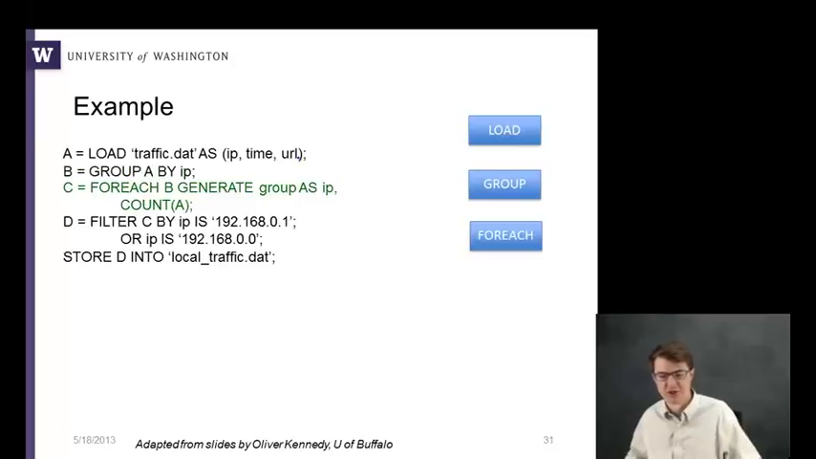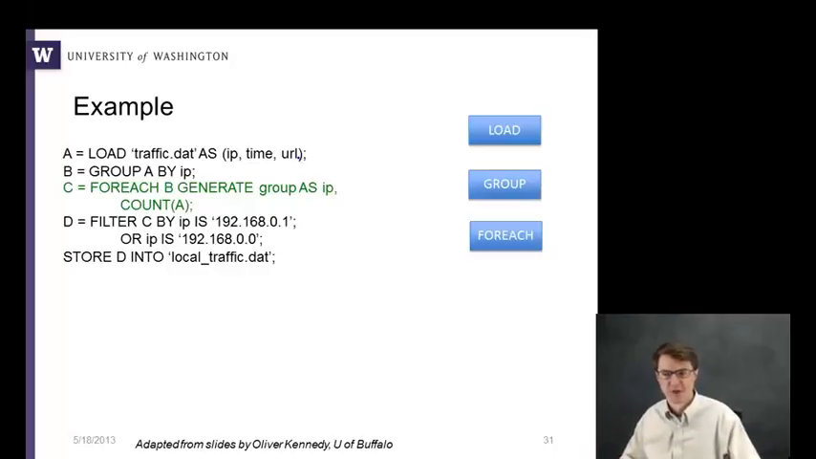Then third, for each of those grouped tuples, I just want the IP address and the number of weblog entries associated with that IP address. So this is counting the number of accesses by particular IP address out there on the internet coming in.